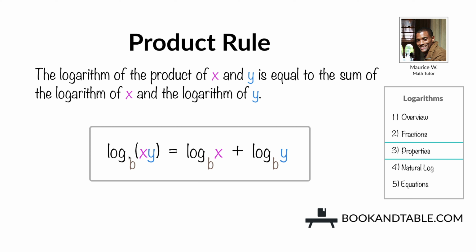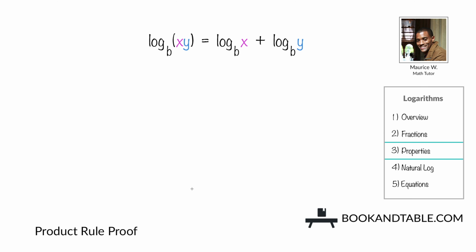So if we have the log of base b of x times y, that is equal to the log of base b of x plus the log of base b of y. Before we walk through examples of how to combine terms using this rule, let's actually first go through the proof of the product rule. So let's begin with our statement. Log of base b of x times y is equal to log of base b of x plus the log of base b of y.